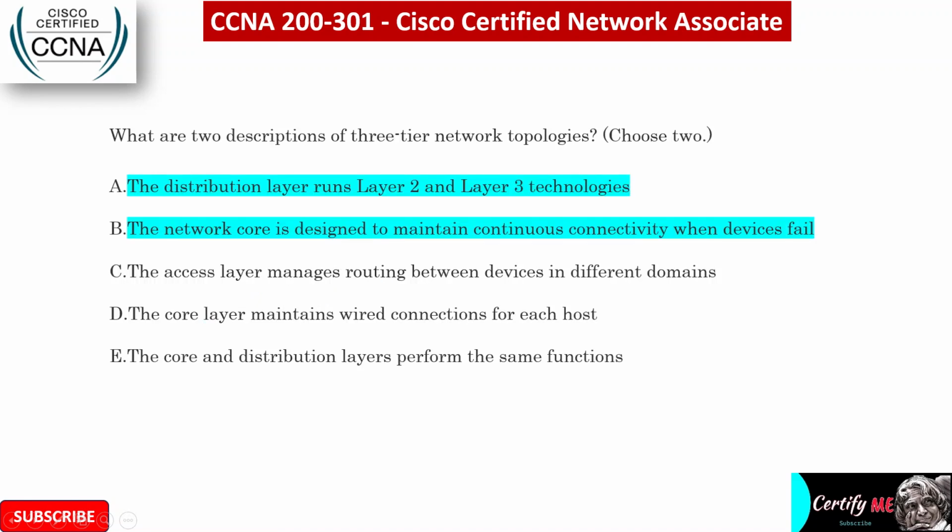Next question. What are two descriptions of three-tier network topologies? Choose two options. Option A, the distribution layer runs layer 2 and layer 3 technologies. Option B, the network core is designed to maintain continuous connectivity when devices fail. Option C, the access layer manages routing between devices in different domains. Option D, the core layer maintains wide connections for each host. Option E, the core and distribution layers perform the same functions. The correct options are option A and option B.